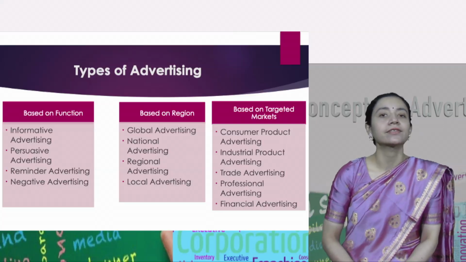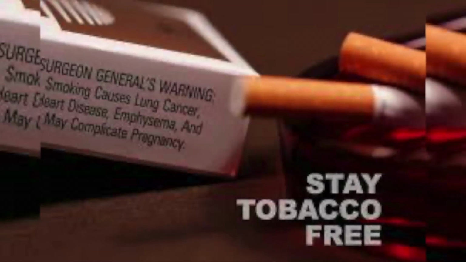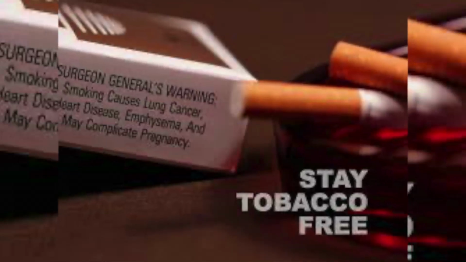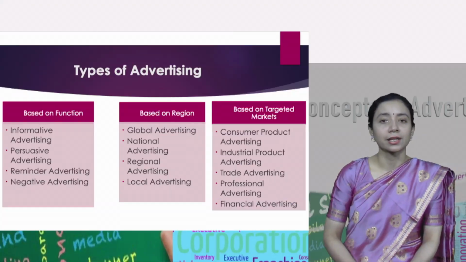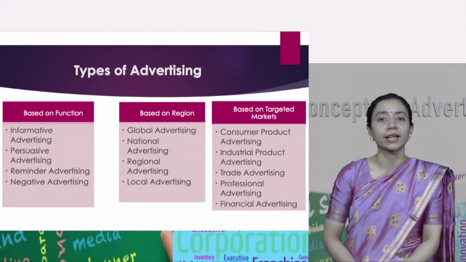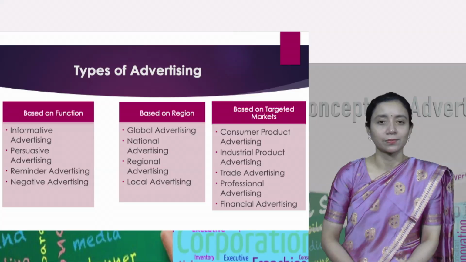Then we have negative advertising. Now, this type of advertising dissuades the target audience from purchasing such products and services which would not only harm them but also the society in general. For example, advertisements of various civic authorities against alcohol, tobacco and narcotics. Or, for example, the advertisement of the National AIDS Control Organization asking people not to indulge in immoral activities. So this is the first type of classification, the first category of classification.